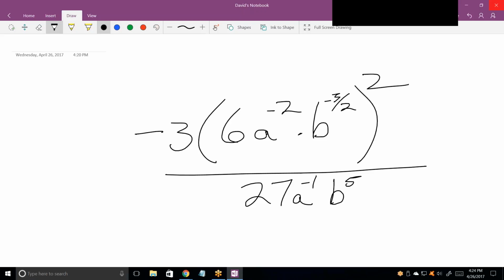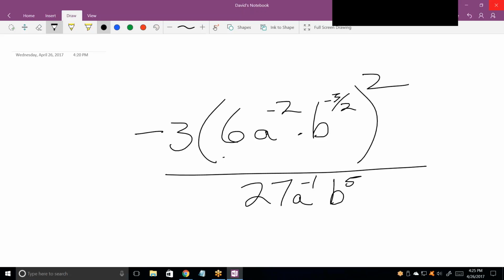Now, when you have double exponentiation, that's probably the first thing we should do. This 2 applies to the 6, the a, and the b only. It doesn't apply to the leading minus 3, and does not apply to the denominator. Wait, I thought you multiply those exponents. You do, but first of all, you have to know what it applies to. In other words, it does not apply to this minus 3. I'm not going to square the minus 3. That's outside the parentheses.